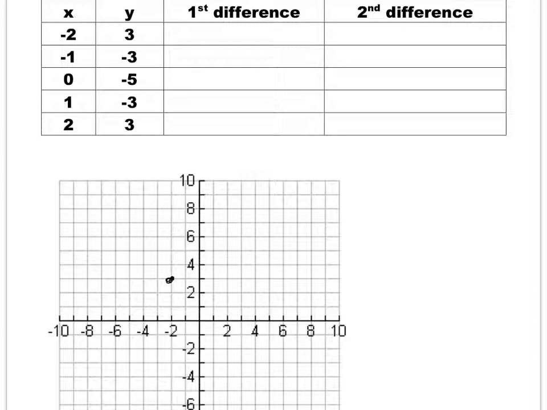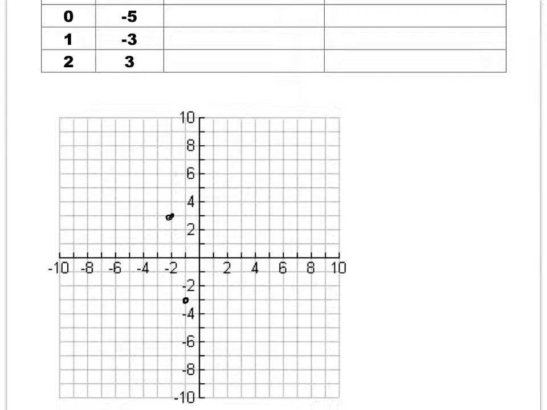When x is negative 1, y is negative 3, so it's going to be a point here. When x is 0, y is negative 5, so it's going to be somewhere around here. When x is 1, y is negative 3, which is going to be here. When x is 2, y is 3, which is going to be here.